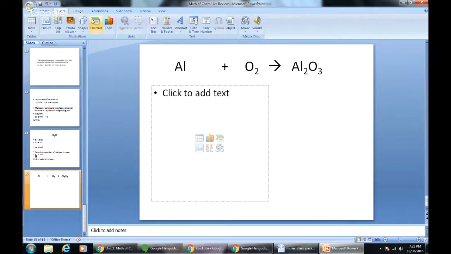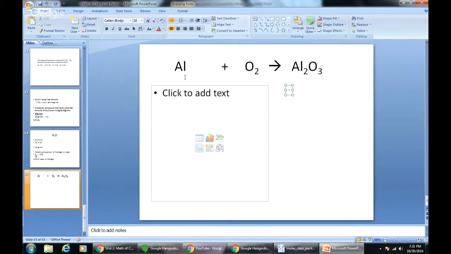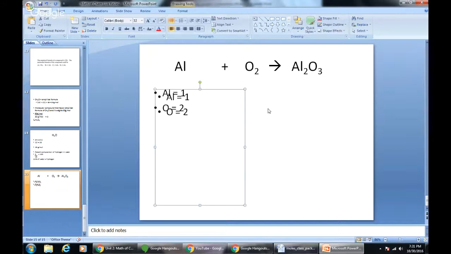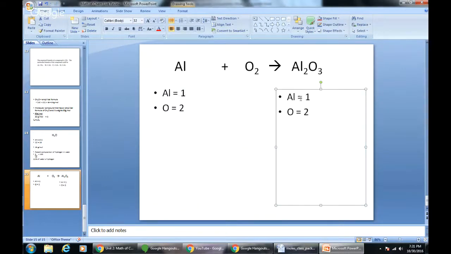All right, text box there. On the left, we have aluminum, and you have one of them. On the left, we have oxygen, and you have two of them. Let me copy this now. All right, now on the right, we have 2 aluminums and 3 oxygens. Now we have to make these equal.